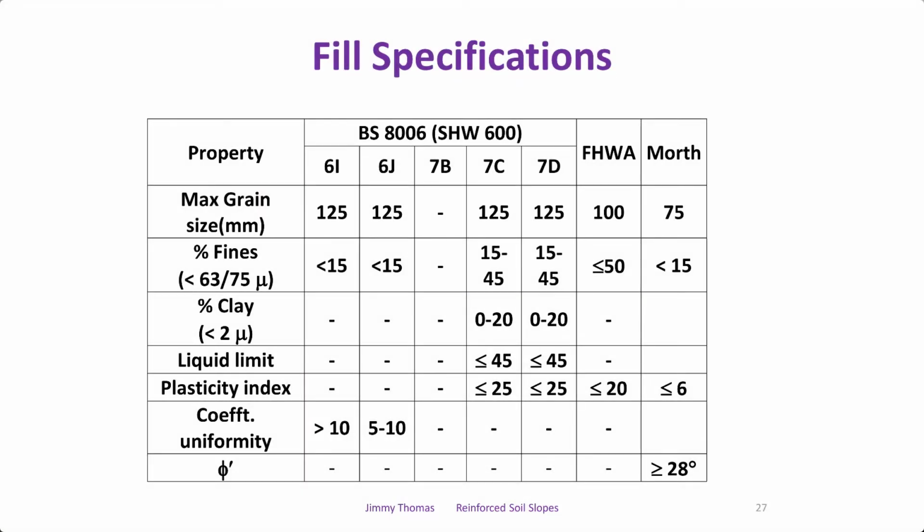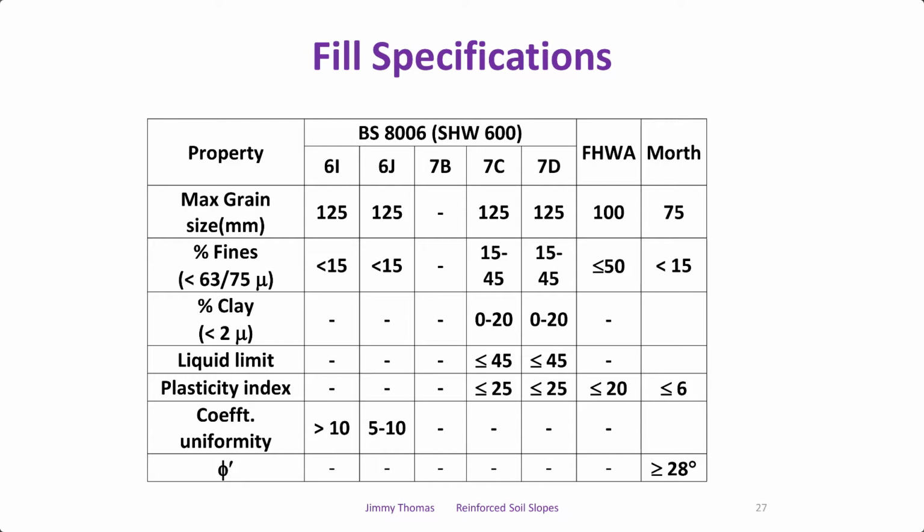Then looking at the fill specifications, this is BS 8006. BS does not actually give any specifications for the fill. It refers to another specification, the Specification for Highway Works, which is applicable to the UK. They have different ones. These are commonly used for walls, but we can use them for slopes too. Up to, say, 15 to 45% fines is acceptable. FHWA says up to 50% fines is acceptable. But unfortunately, we have a problem.